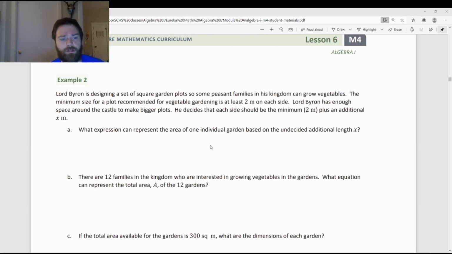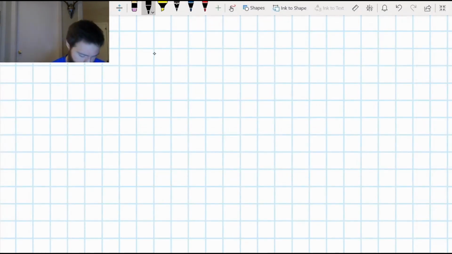So Lord Brian, let's try and dissect this. He's designing a set of square garden plots so some families in his kingdom can grow vegetables. The minimum size for a plot recommended for vegetable gardening is at least 2 meters on each side. Okay, so we can do that. So let's go over here.